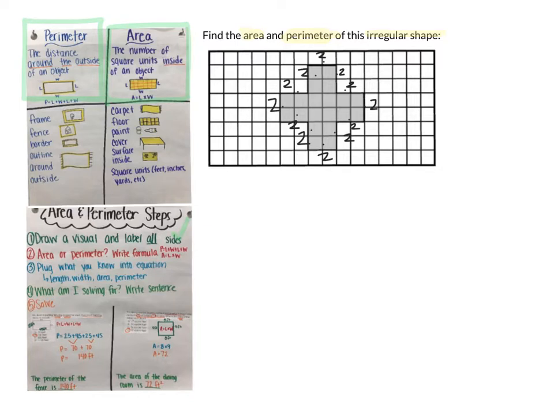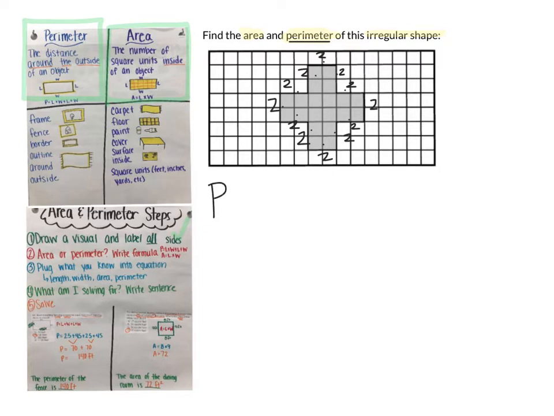Let's go ahead and solve for perimeter first. So our regular formula for perimeter is length plus width plus length plus width, but this is really only for a 4-sided shape. We've got a 12-sided shape here, so we need to go ahead and add up all 12 side lengths.